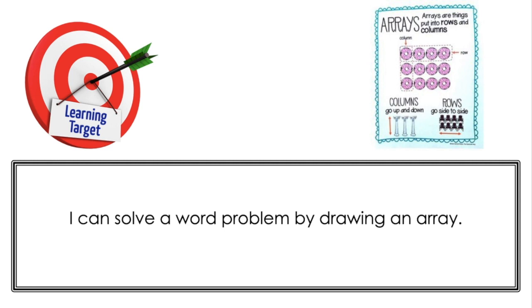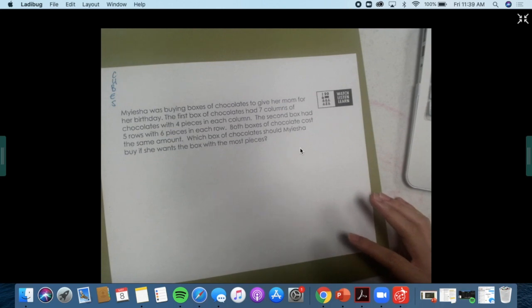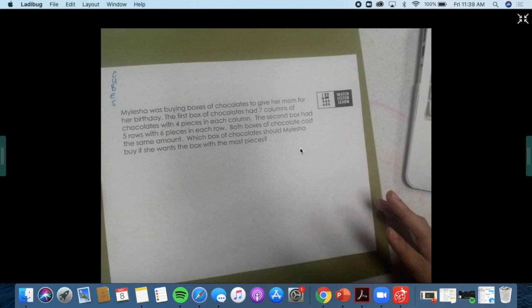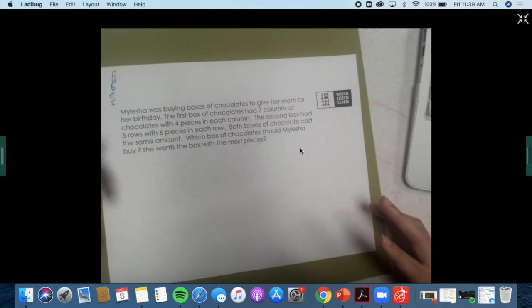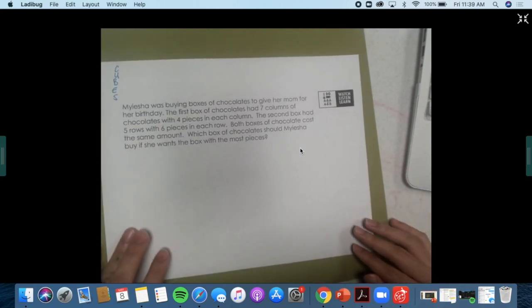Our I can statement for today is I can solve a word problem by drawing an array. Get your I do for today. It says Maisha was buying a box of chocolates to give to her mother for her birthday. The first box of chocolates had 7 columns of chocolates with 4 pieces in each column. The second box had 5 rows with 6 pieces in each column. Both boxes of chocolate cost the same amount. Which box of chocolates should Maisha buy if she wants the box with the most pieces?